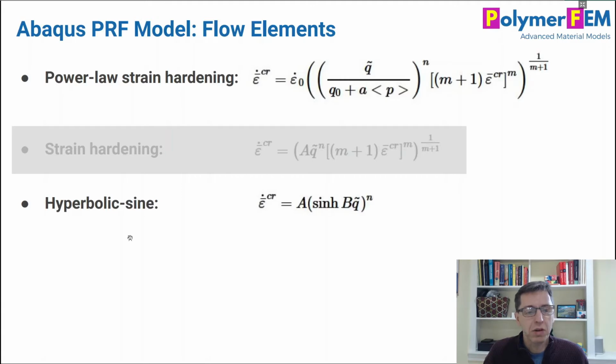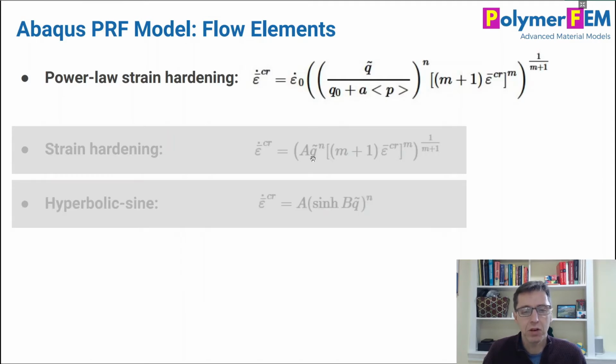Similarly, Abaqus supports something called the hyperbolic sine. In theory, this is an interesting idea, but again, it's implemented poorly. They have the Q factor and a pre-exponent B here. It's not going to be as crazy in terms of the values for the parameter, but it's not a good idea to use this one either.